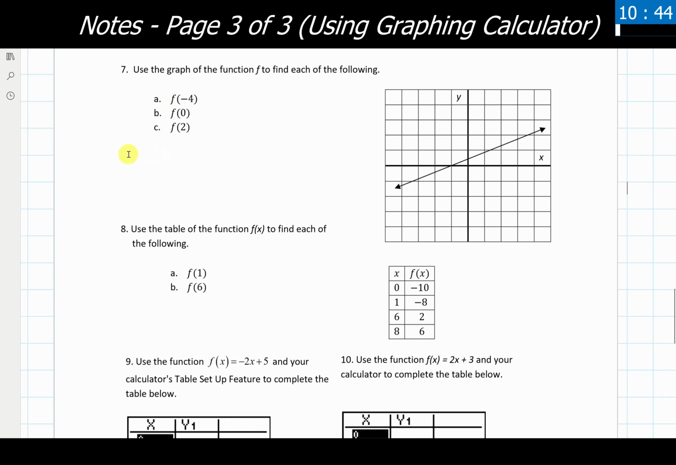So I'm going to go ahead and do each of those in a respective color here. I'm just going to connect and plot each of those on this graph. So f of -4 is going to be over here. f of 0 is right here. And f of 2 is right here. Now looking at these things, we've been given input values. We're finding the corresponding output values.